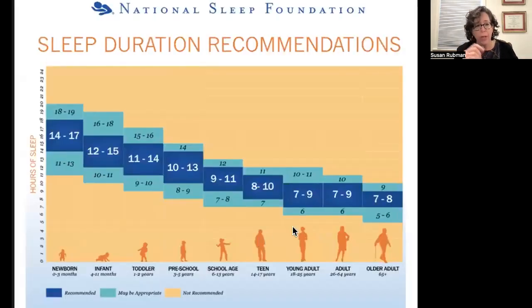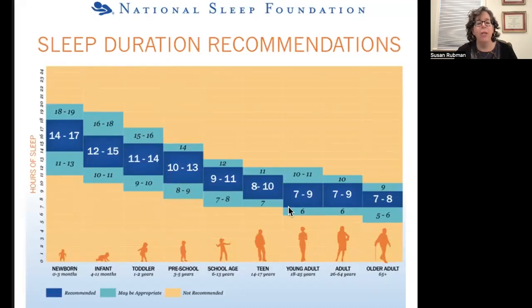This graphic is from the National Sleep Foundation. It's from 2015, and it's important because it recognizes the lower limit of normal sleep really for the first time. We see hours of sleep here on the left and ages of individuals across the bottom. We're going to focus our attention up here in the adult section.